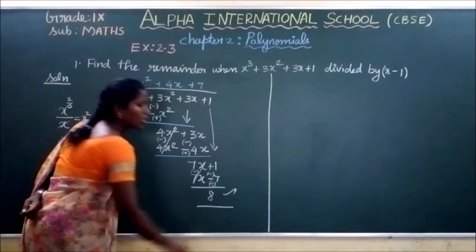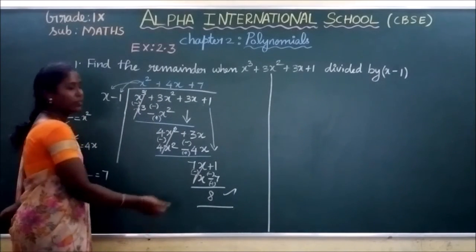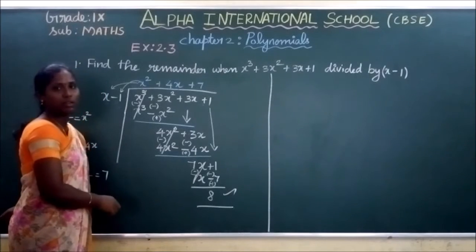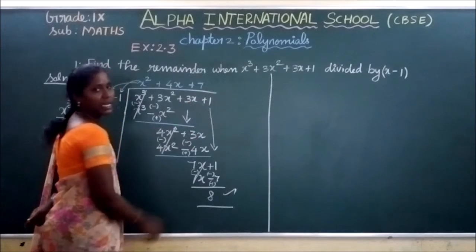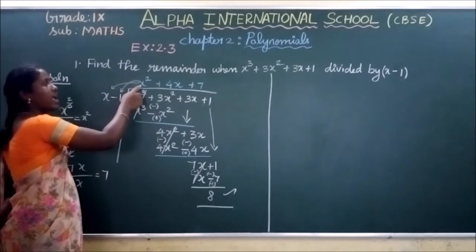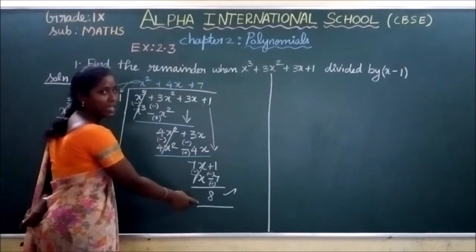Now we got a constant. It is 8. Okay. After this we can't go on with division. We got the constant, that is the remainder. So the cubic polynomial is divided by x minus 1. We got the quotient as x square plus 4x plus 7 and the remainder is 8.